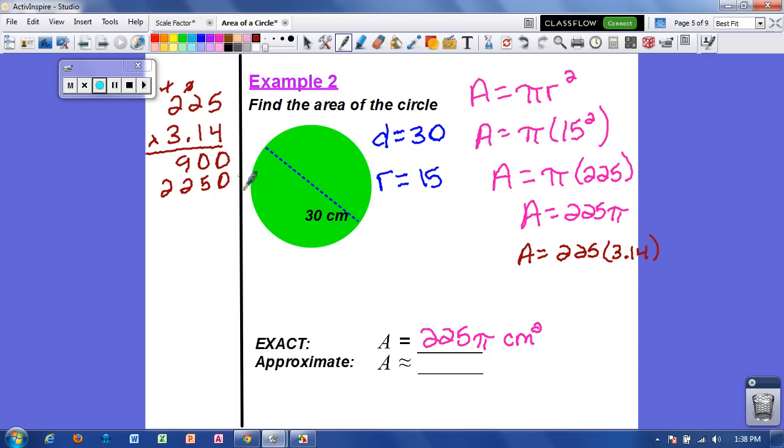Now I still have a third number to multiply by, so I have to put down 2 zeros. 5 times 3 is 15. I'm going to carry the 1. 2 times 3 is 6, plus 1 is 7. And 2 times 3 is 6.